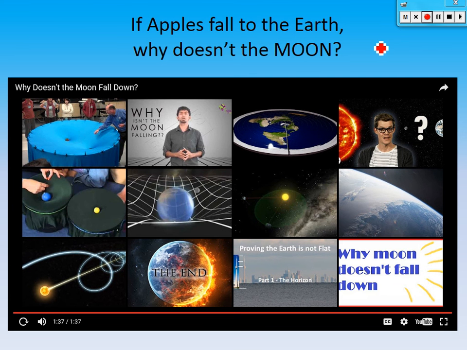Okay, so besides having a really nice accent, she did a good job of explaining why the moon doesn't crash into the Earth. And the answer is that here's the Earth, and the moon has such a high horizontal velocity that it keeps going around, but gravity pulls it in, so it's just in an orbit.